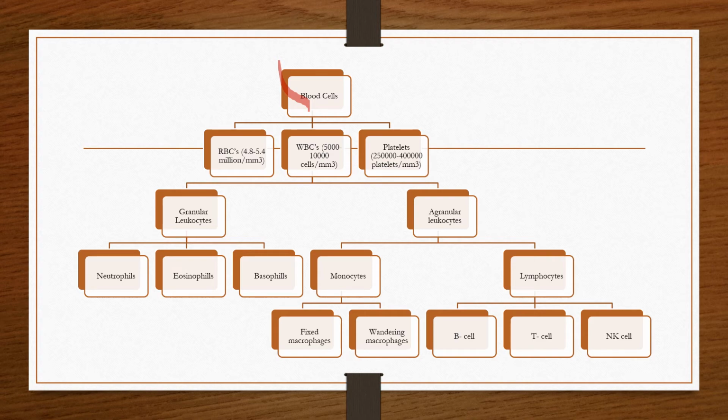WBC is also classified as granular leukocytes and agranular leukocytes. The granular leukocytes are neutrophils, eosinophils, and basophils. Agranular leukocytes are classified as monocytes and lymphocytes. Monocytes are of two types, fixed macrophages and wandering macrophages, and lymphocytes are B cells and T cells. So this is about the classification of blood cells.